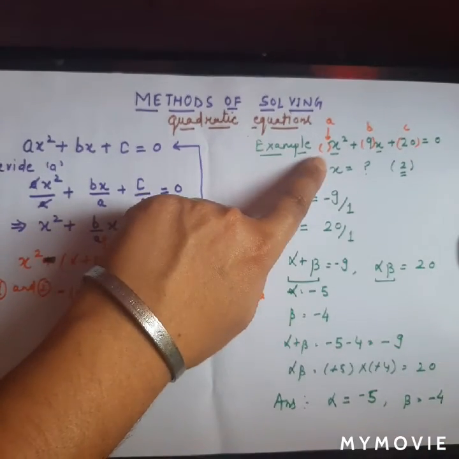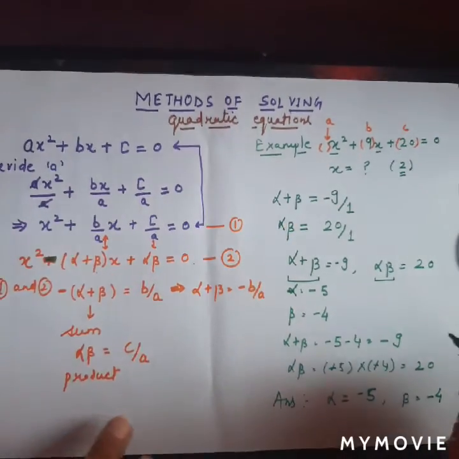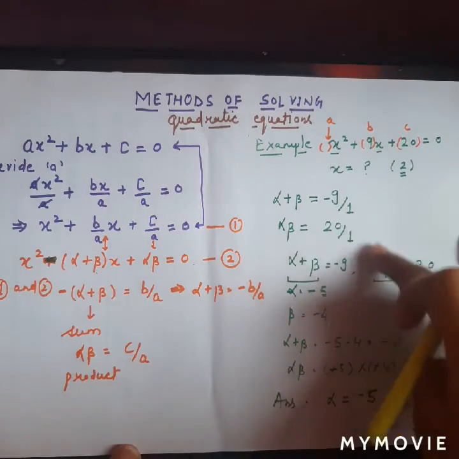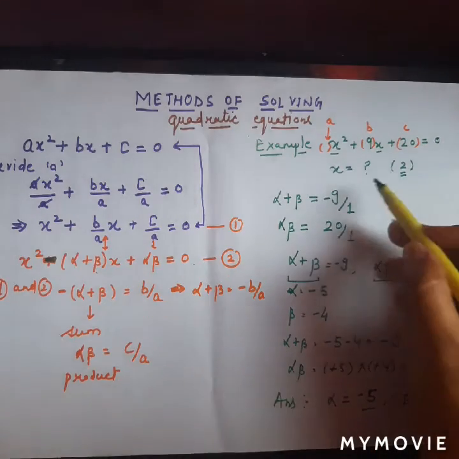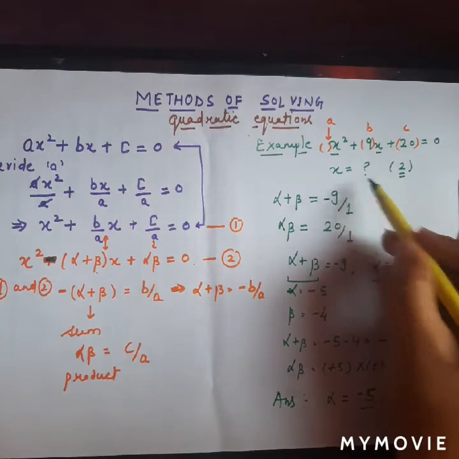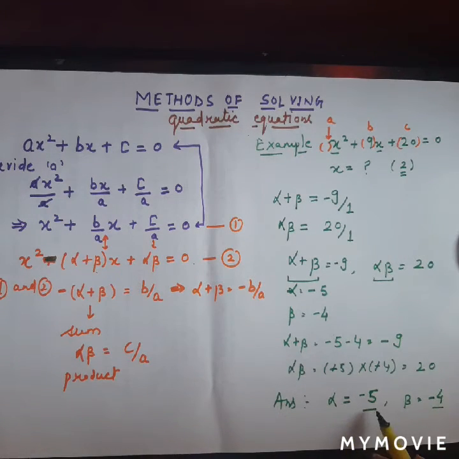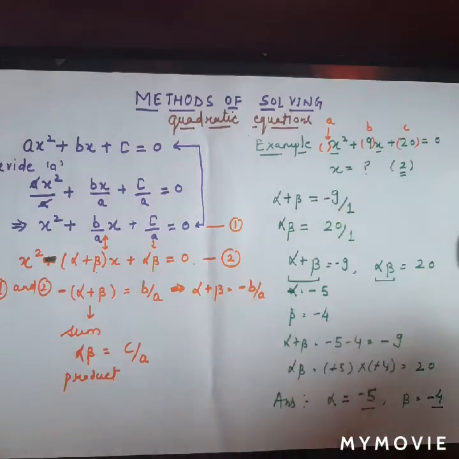So this was the equation, and this is how we solved it in this way, and we are left with the values of the roots. As I had already told you, we will get two values of x, which are minus 5 and minus 4. So these are the roots of this equation.